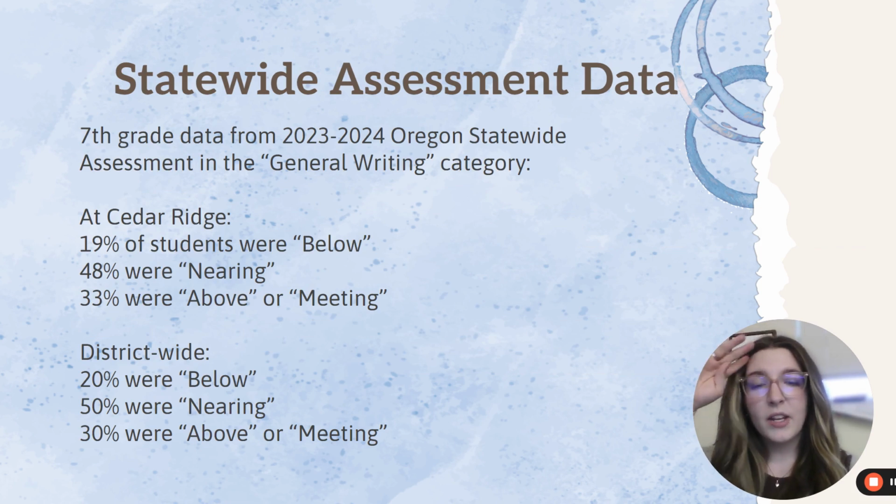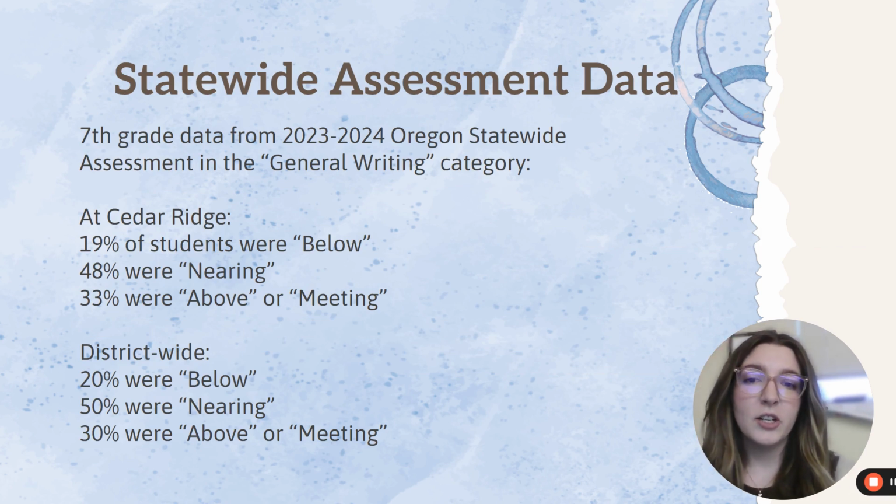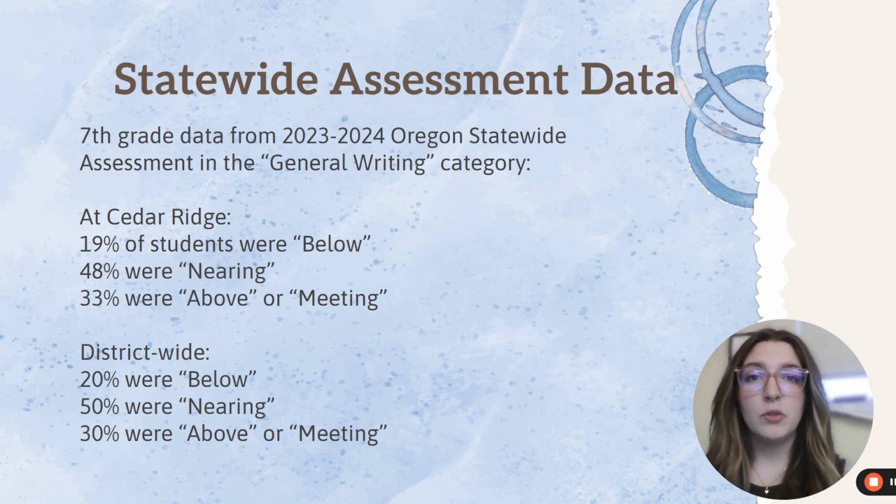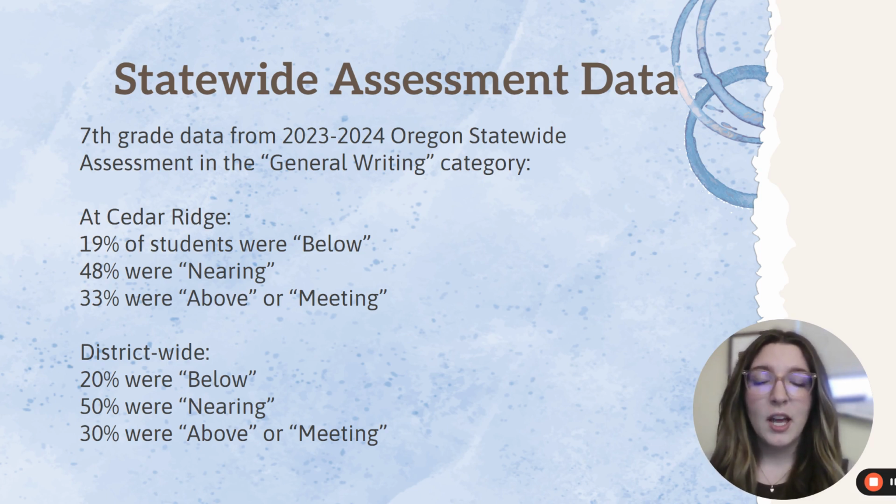On this slide, you can see last year's Oregon statewide assessment data from the general writing category for seventh grade. At Cedar Ridge, which is my school, 19% of students were below grade level standard in this category, 48% were nearing the standard, and 33% were above or meeting the standard. This is very similar to what we saw at a district level.